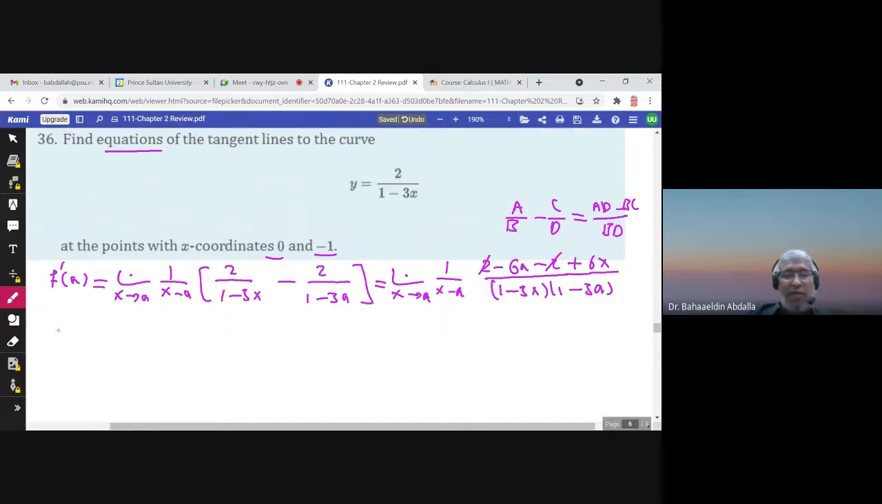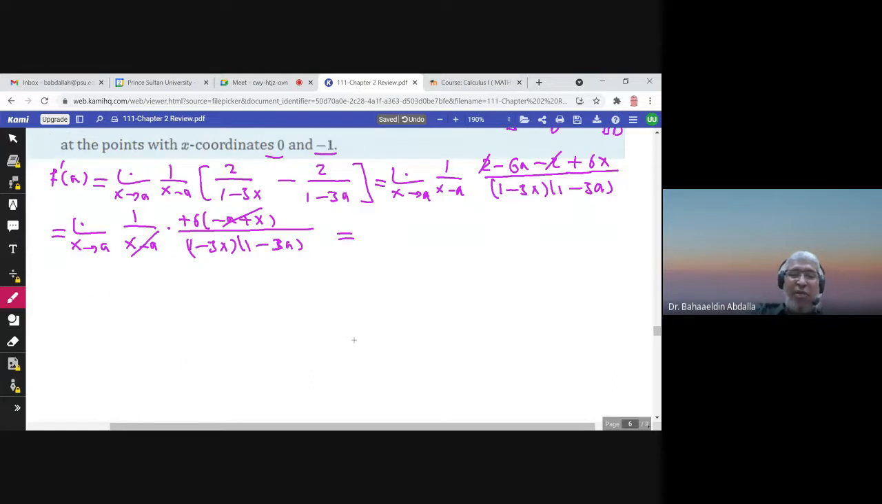So I have limit as x approaches a of 1 over x minus a times. Here I can take 6 as a common factor, not the negative. So I'll have negative a plus x. Why did I need negative a plus x? Because I have here x minus a, which is also negative a plus x. So I can cancel them together. So these two can be cancelled.